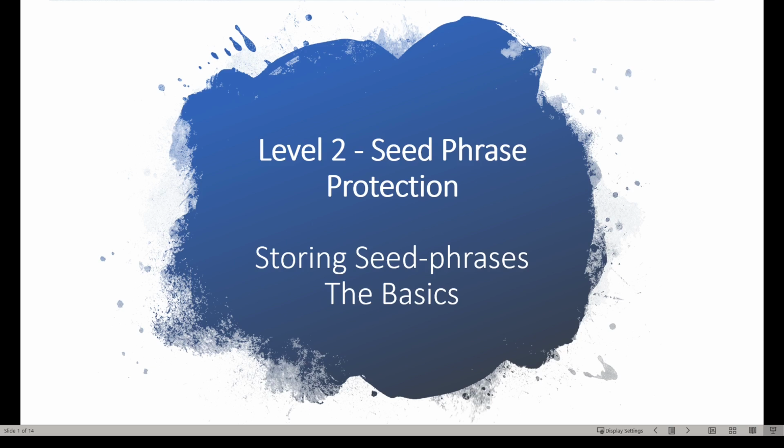This one's level 2, seed phrase protection, and this is really just going to run over the basics of how you should be storing your seed phrases just to protect them for the longer term so that you don't lose your funds. So let's jump straight into it.